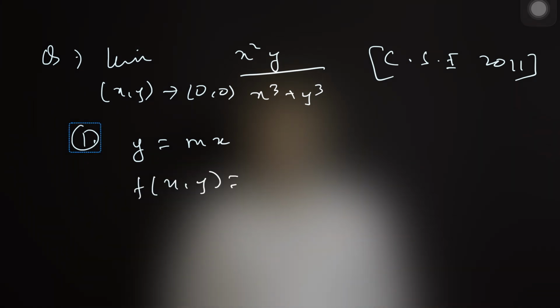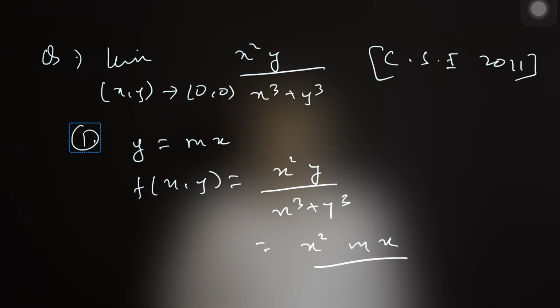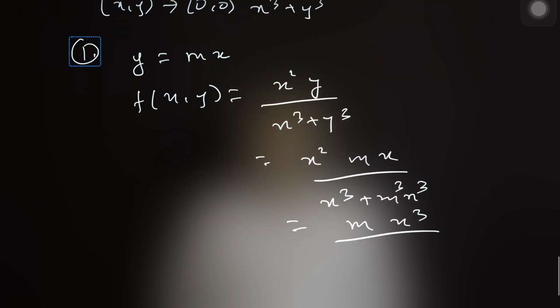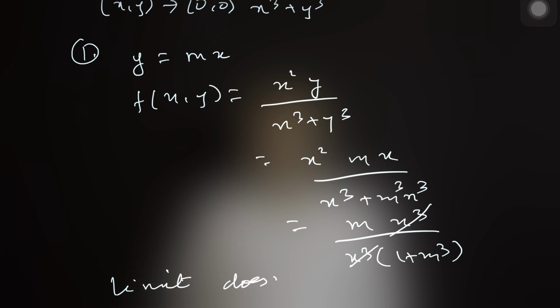Now, I take the path y is equal to mx. So, this function, x square y upon x cube plus y cube, is nothing but x square mx upon x cube plus m cube x cube. So, I can write this as m x cube upon x cube into 1 plus m cube. Now, this is path dependent, depending on m. So, from this I can conclude that the limit does not exist because it is path dependent.